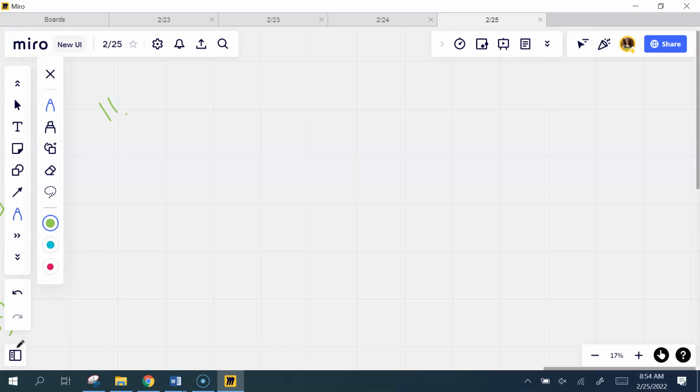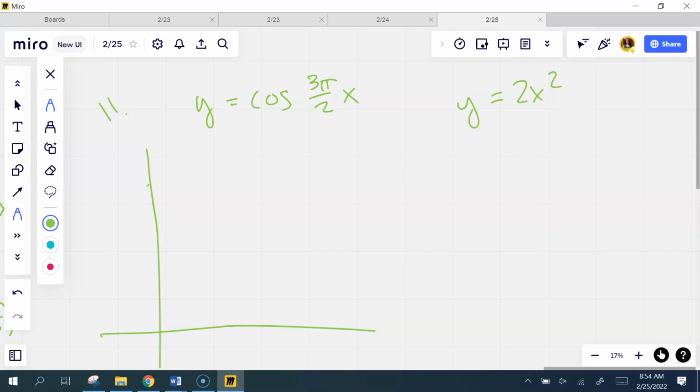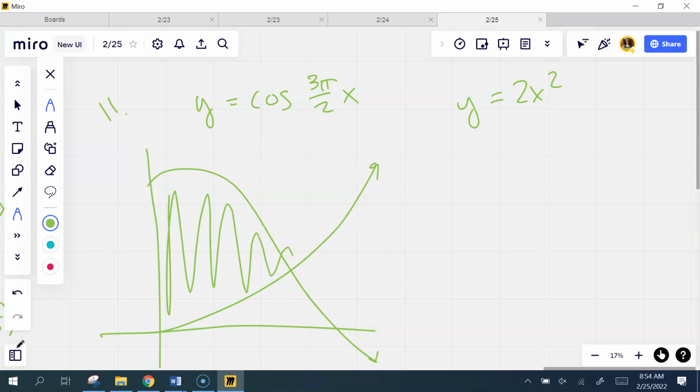It says, let Q be the region in the first quadrant bounded by the graph of y equals cosine 3 pi over 2 x and y equals 2x squared as shown to the right. Well, that was nice of you people. Here's one piece, especially since this is calculator. This is my region I'm looking at. The region Q is the base of a solid with cross sections perpendicular to the x-axis, is an isosceles right triangle with a leg in the region.